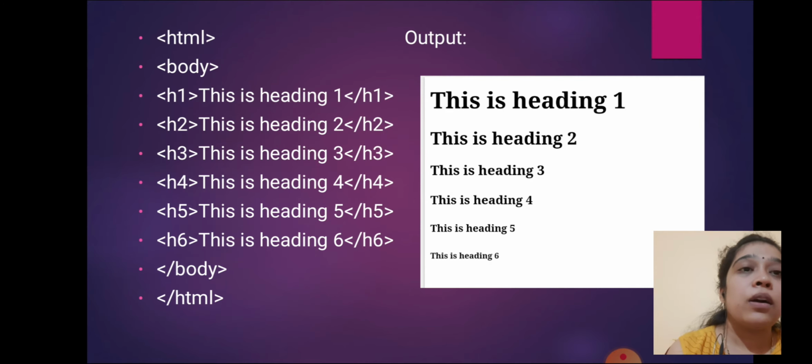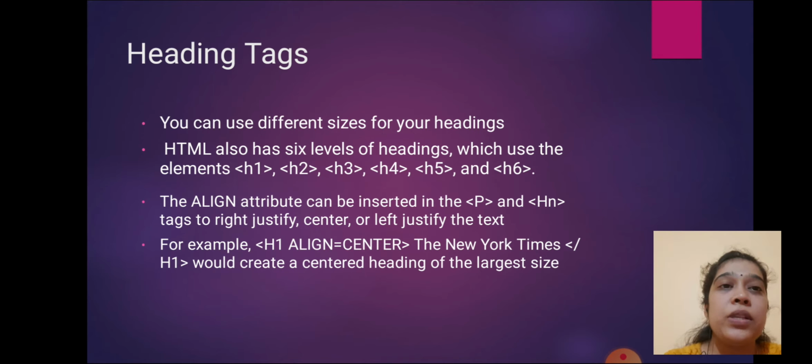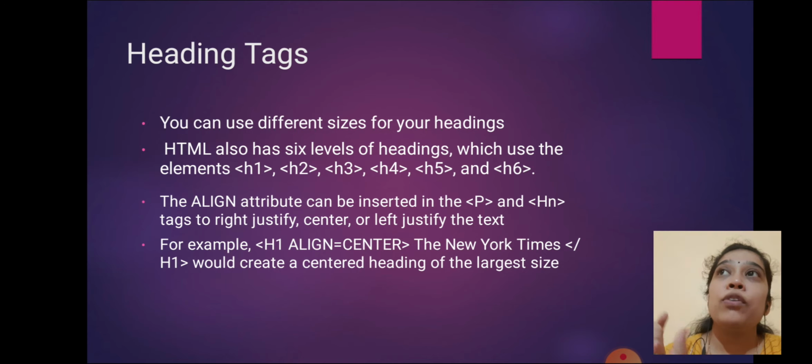Okay. Along with the heading, we can also use the align attribute. The align attribute is used for the alignment of the heading. If we want the heading to be on the left side, then we use align equals left. If you want the heading on the right, then you can use align equals right. If you want the heading in the center, then you can use align equals center.